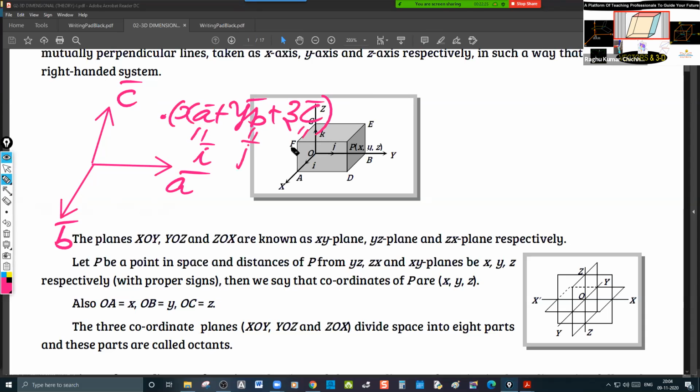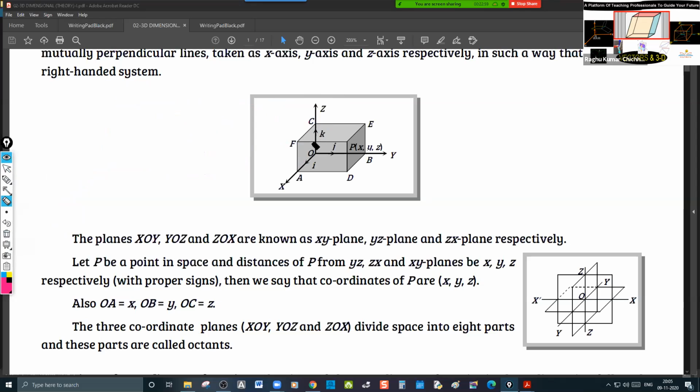So we call them i bar, j bar, k bar, which are the unit vectors along the three mutually perpendicular lines. They are said to be an orthogonal triad. This case of expressing any point in the space with three non-coplanar vectors a bar, b bar, c bar, you don't find in three-dimensional geometry. You get only the special case, that is mutually perpendicular. That's what I have shown even in the image also.